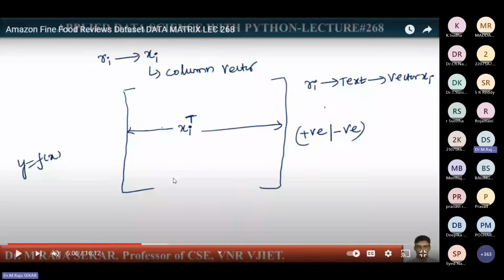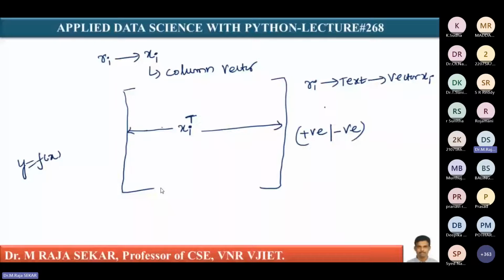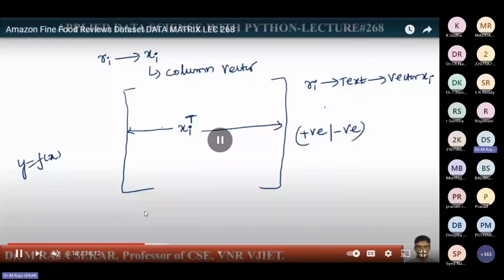Now, what we have to do? Here I am writing y equal to f of x. What is this y equal to f of x? We will try to understand. X is my input data. This f, we would like to train a model. We would like to build a model. What model will you build?